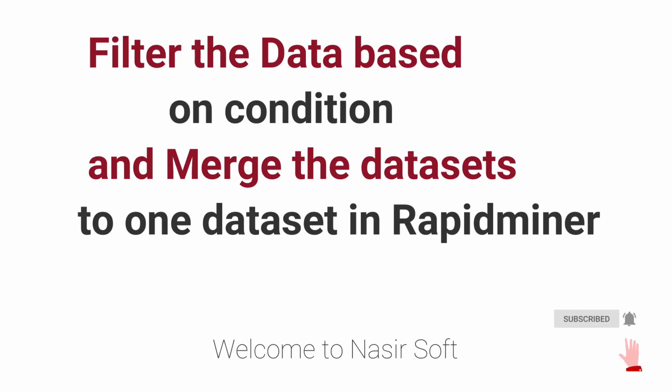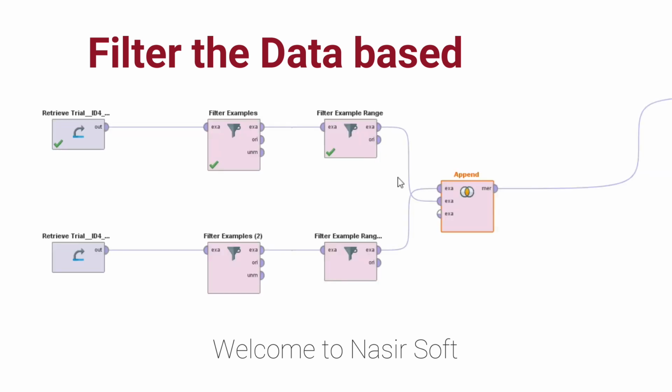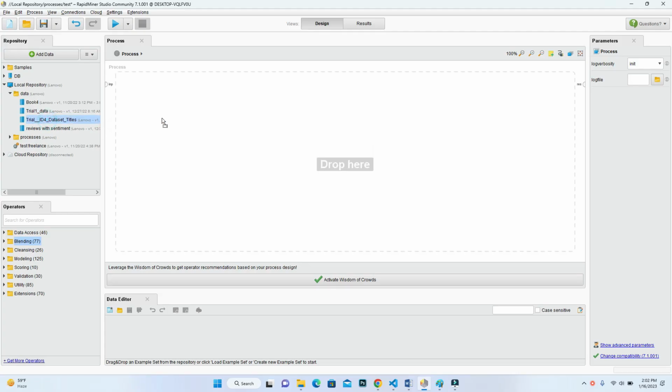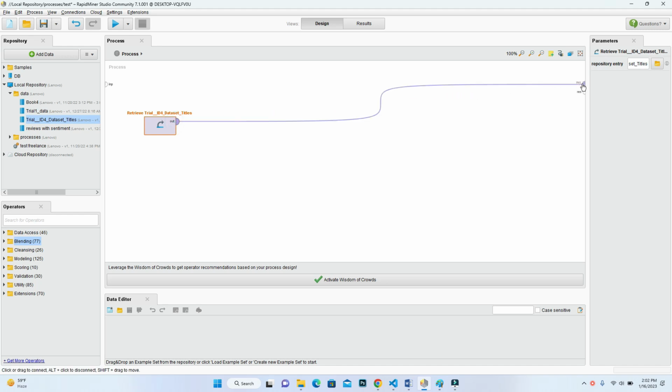In this video, I am going to show you how you can filter the data based on a condition from a large data set and merge the two data sets into one data set. For example, this is my data set.